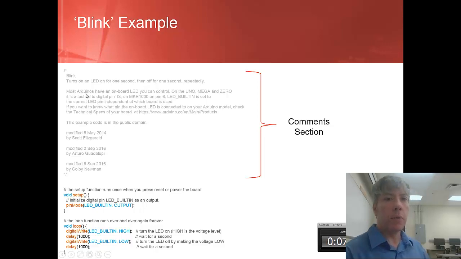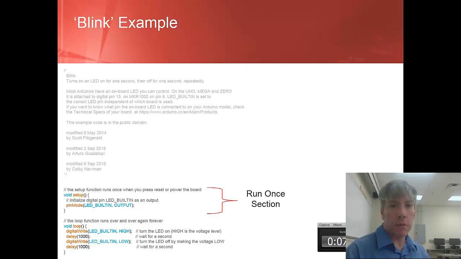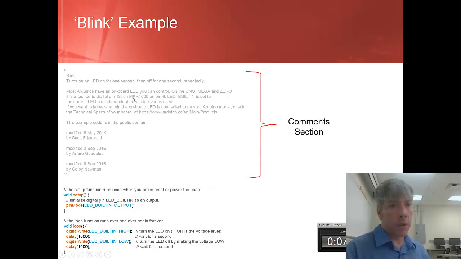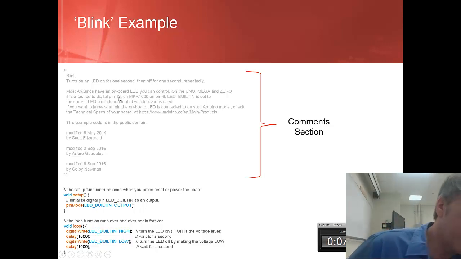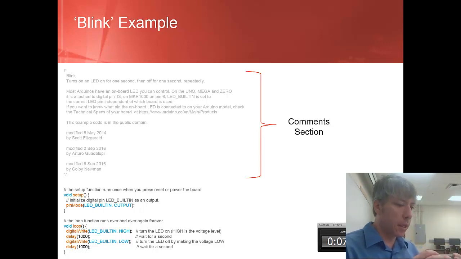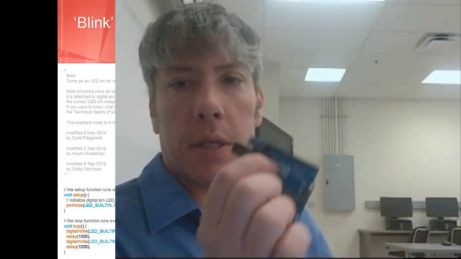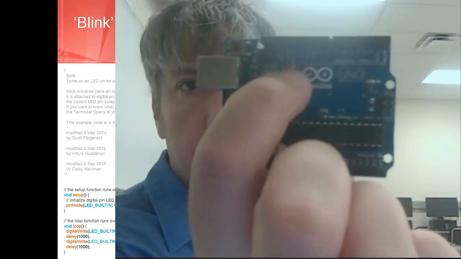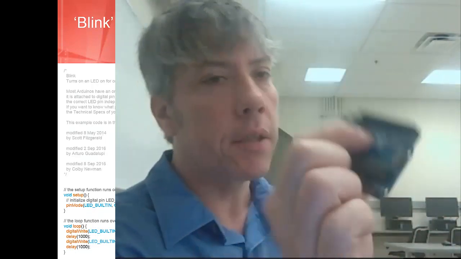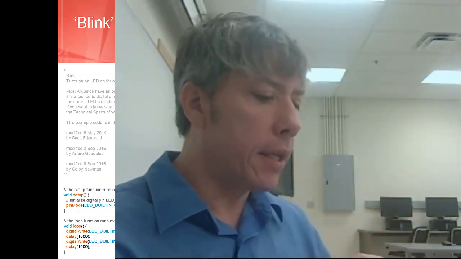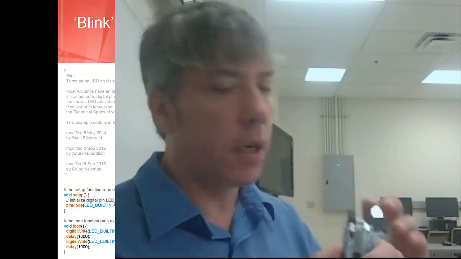Most Arduinos have an onboard LED you can control on these various ones. It is attached to digital pin 13. What we're interested in is the Uno. So if you look at this really close, you'll notice that there is a light right there on the board. It's a surface mount device. It's an LED that's very small. And it is tied to output 13.